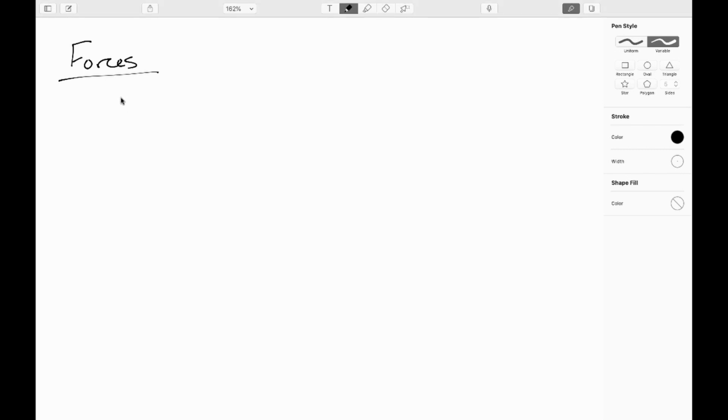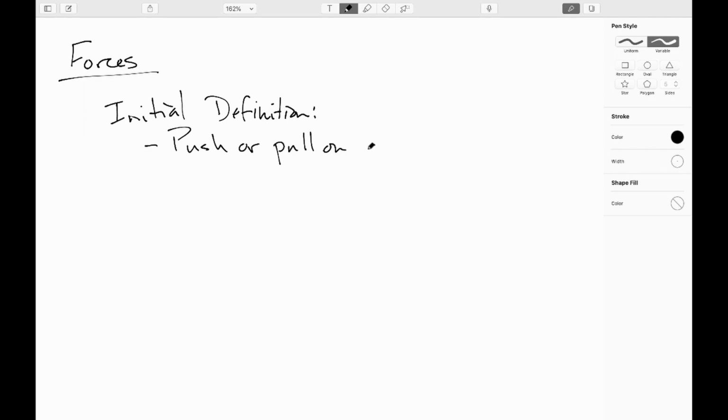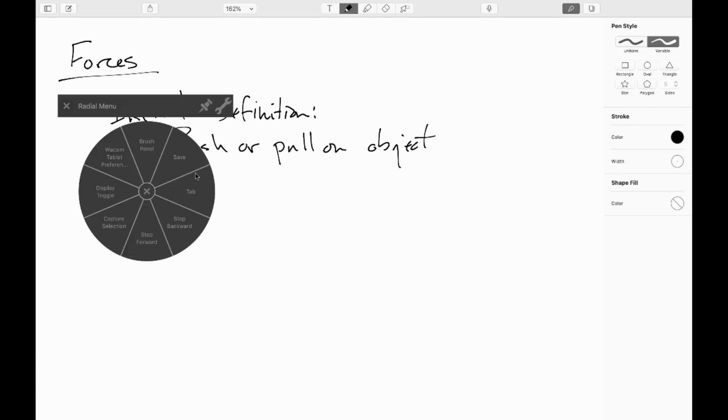And so for our initial definition, we will build off of our intuition on this. Intuitively, we know it's some sort of a push or pull on an object. We also know that it is a vector quantity.